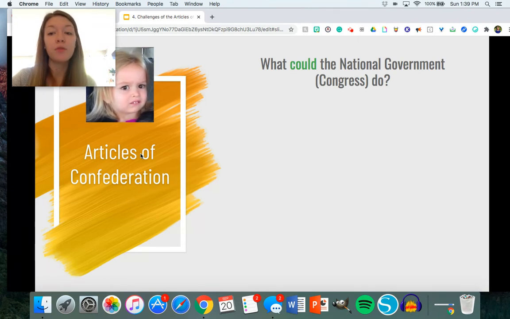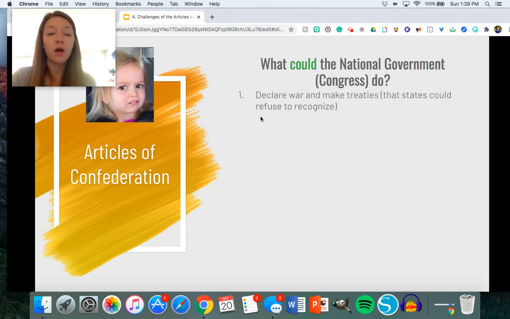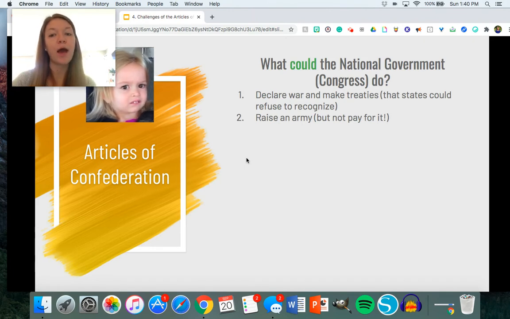And remember, the national government is just Congress. There is only Congress. Congress can declare war and make treaties, much like it does today. But the states could refuse to recognize those treaties. That's going to be an issue. It could raise an army, but it couldn't pay for the army. It had to ask the states for money to pay troops or to provide additional troops, if need be. And the national government could borrow money, just like it does today.